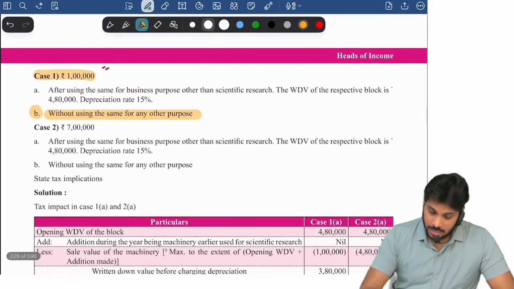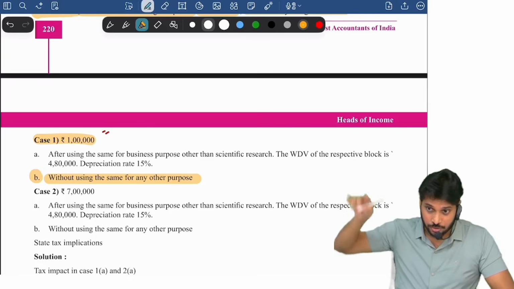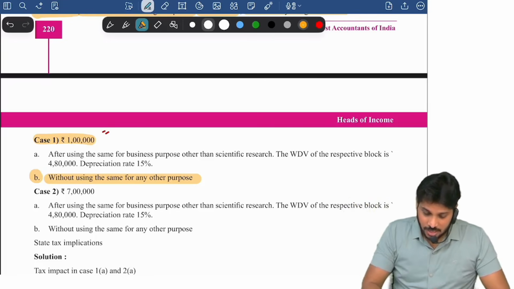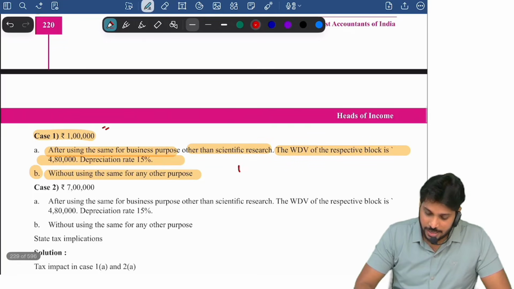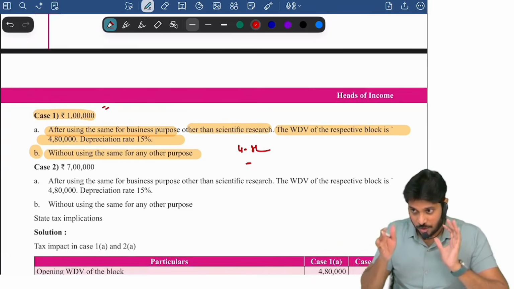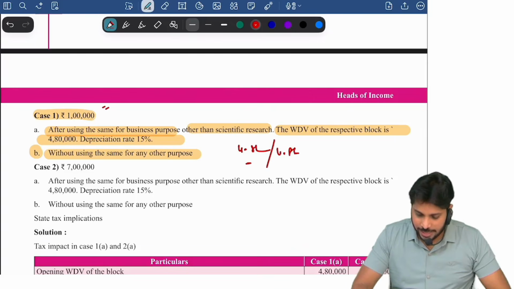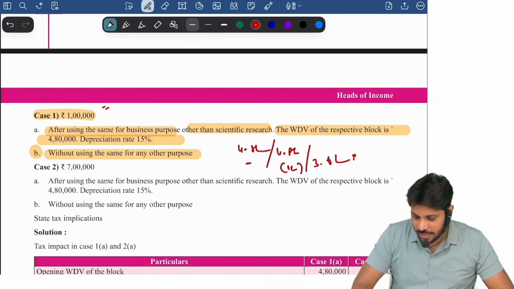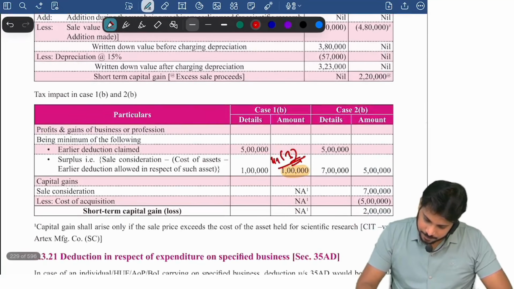Suppose a machine was bought for scientific research purpose. Now it is sold for 1 lakh. But when it is sold, after adding in the block and using the same for business purpose other than scientific, WDV of the respective block is 4 lakh 80. Okay, suppose 4 lakh 80,000 block is there. Now we brought that machine into the block. When an asset purchased for scientific research is brought into the block, actual cost is 0. Explanation 1. So block value 4.8 lakh. Now it is sold for 1 lakh. Part of a block is sold. Now the balance block is 3.8 lakh. On that you will claim depreciation at 15%. That's it. This is 1B.